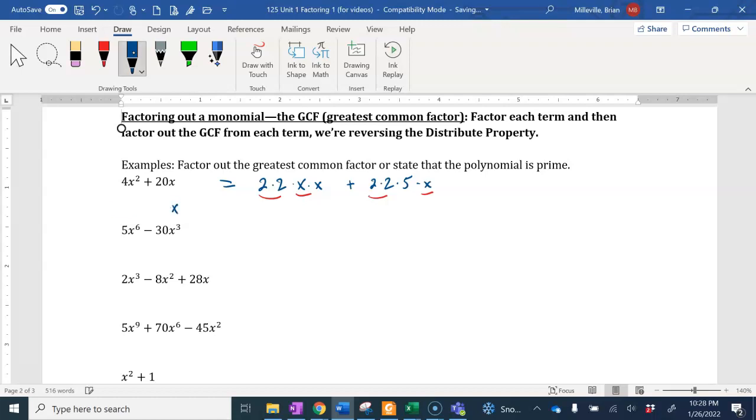Alright, again, you might be able to look at that and kind of decipher it without writing it out that way, but writing it out that way is kind of nice because when we go to now factor it, it tells us what we're taking out and what's left over.